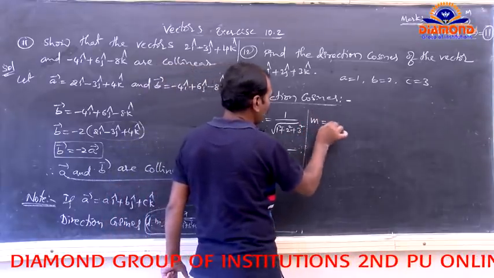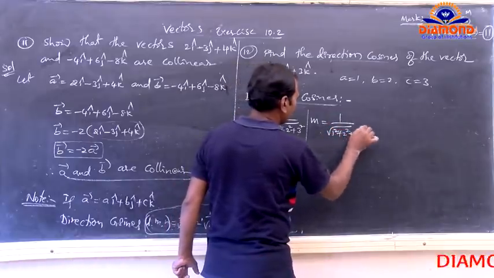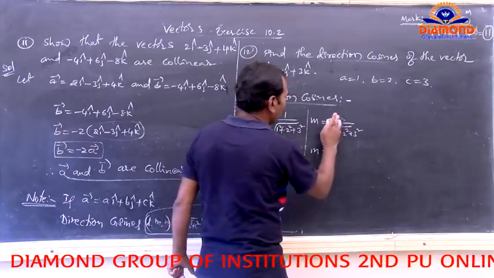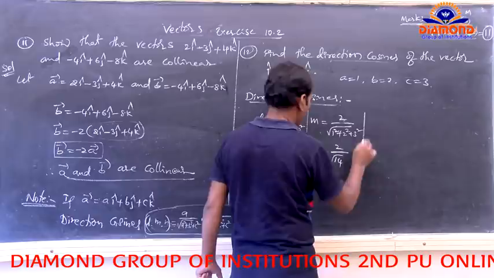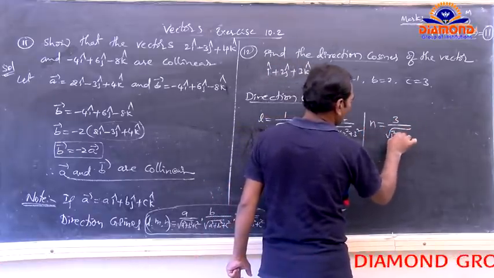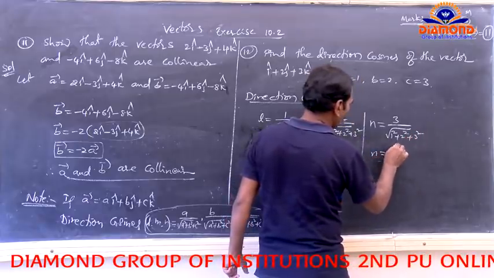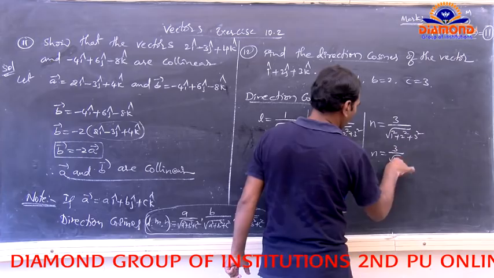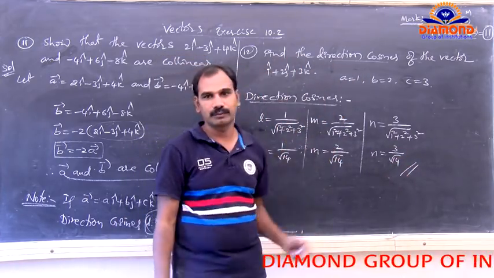Next, M equal to 2 divided by square root of 1 square plus 2 square plus 3 square, that means 2 divided by square root of 14. N equal to 3 divided by square root of 1 square plus 2 square plus 3 square, which means N equal to 3 divided by square root of 14. These are the direction cosines for this question.